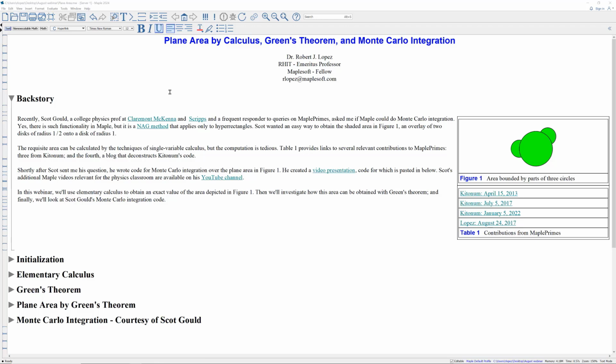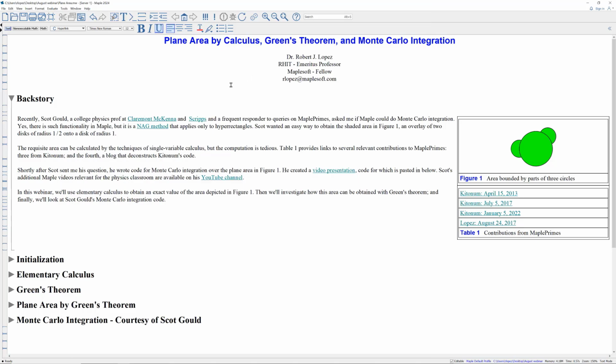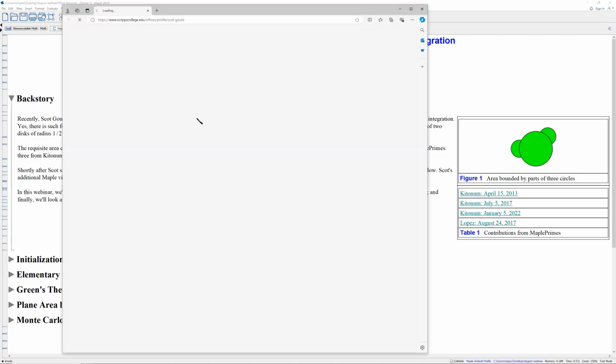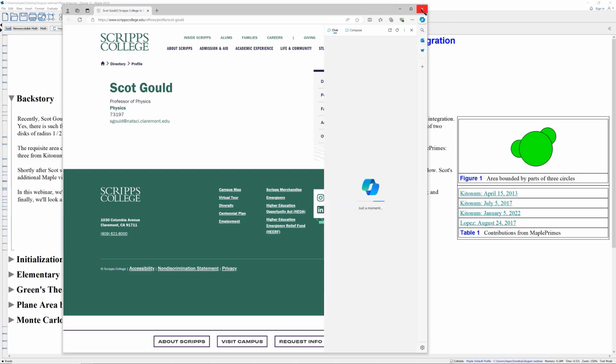Here is his webpage at Claremont McKenna. So you can see here the URL. He's on the faculty, listed on the faculty there. And here is his webpage at Scripps. So he's in more than one place.